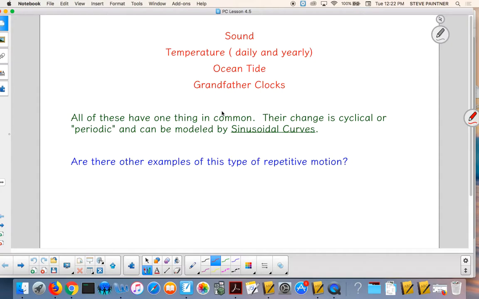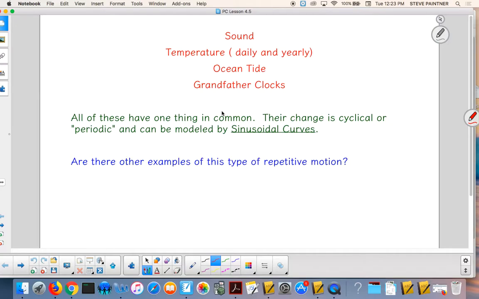So does the ocean tide. So does the temperature. You know in December it's going to be cold, but in June it's going to be warm. So temperature goes like this, and this is what the graphs look like for sine and cosine. All of these have one thing in common. Their change is cyclical or periodic and can be modeled by sinusoidal curves. And if you remember sine curves, guys, it goes like this.